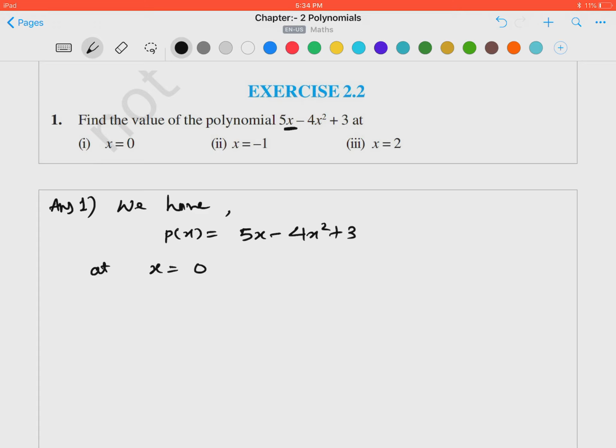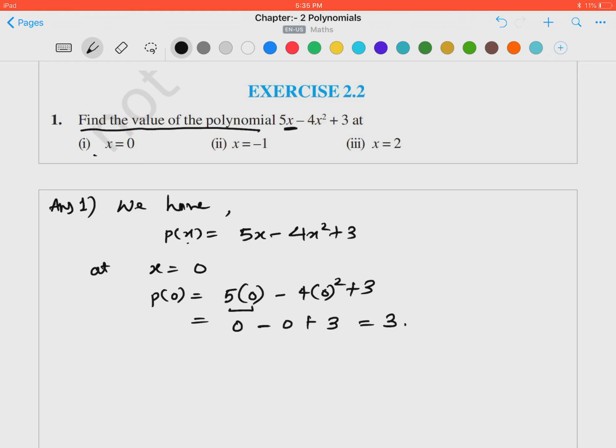At x equals 0, in the place of x we write 0. So p(0) equals 5 into 0 minus 4 into 0 square plus 3. 5 into 0 is 0, minus 0 square is 0 and 0 into 4 is again 0, and then we have 3. So its value is equal to 3. That's our answer. We were asked to find the value of the polynomial at these different values. So first we have found it for x equal to 0, and the value turns out to be 3.